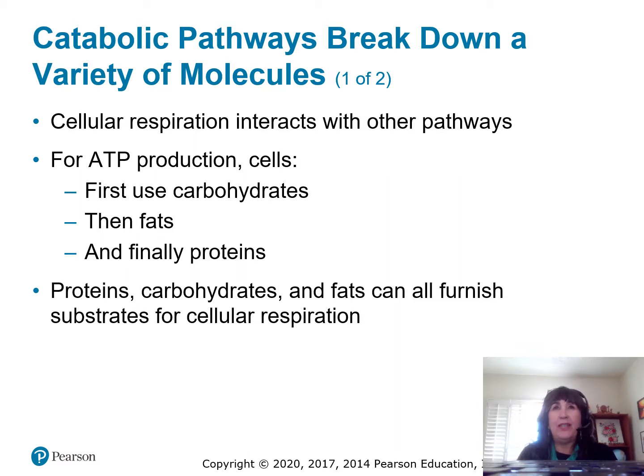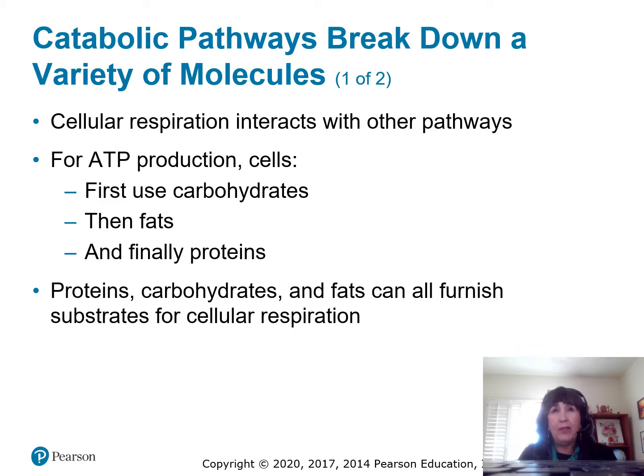Cellular respiration interacts with other pathways. So in this chapter, we're basically going to talk about the production of energy, but the truth is this four-step pathway is a miraculous pathway, and it's used for so many other things within the cell. So let's start at the very beginning.